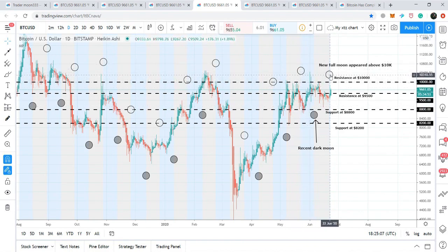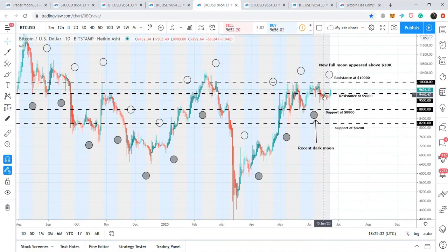Now this new moon has appeared a little bit lower than the previous full moon. Therefore, we can expect a spike up to this level. And if the new moon appears more up, then we can expect the price action will move more up. At this time, we can expect a spike up to $10,100 or $10,200, where we have the new full moon appeared. That's a clear indication that the price action can move up to this level.